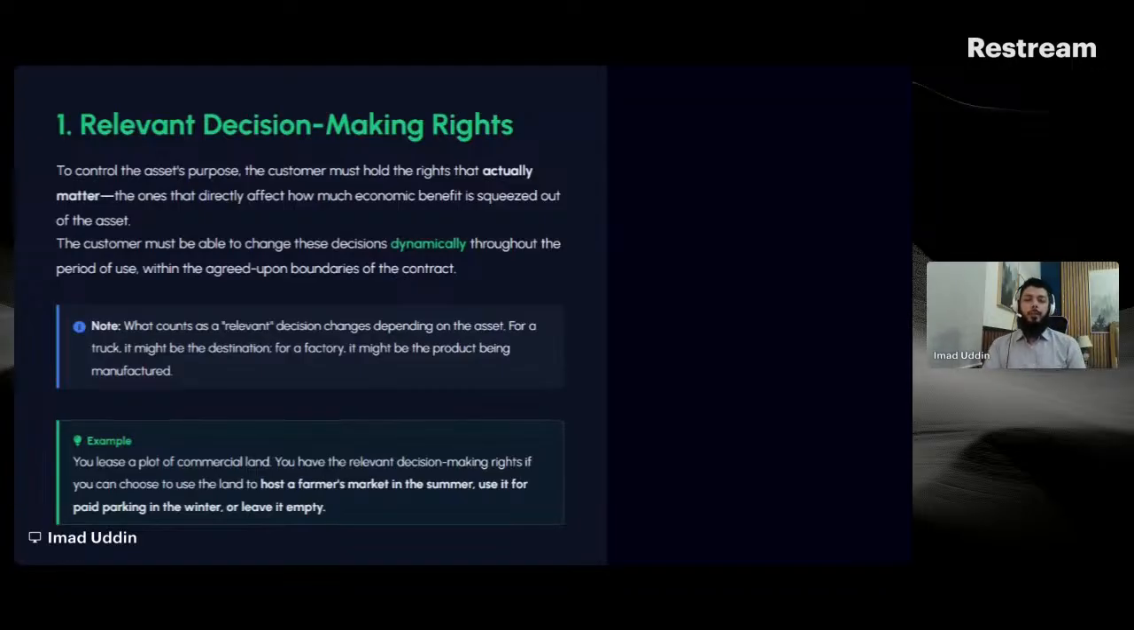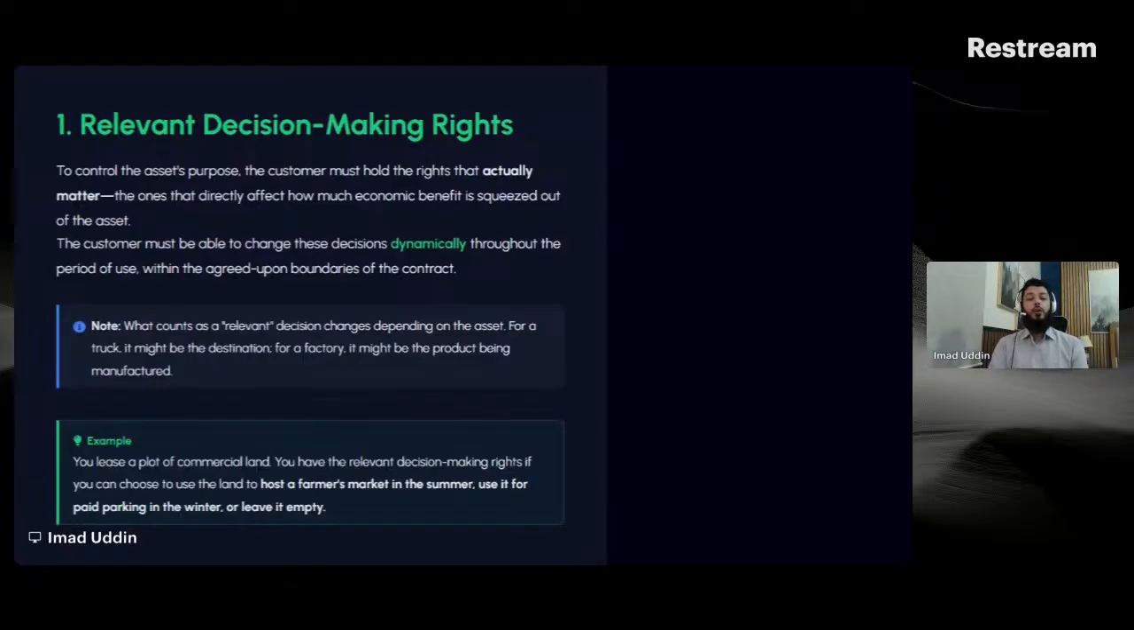So let's talk a bit deeper about the relevant decision-making rights, okay? To control the asset's purpose, the customers must hold the rights that actually matter, the ones that directly affect how much economic benefit is squeezed out of the asset. The customer must be able to change these decisions dynamically throughout the period of use within the agreed upon boundaries of the contract.